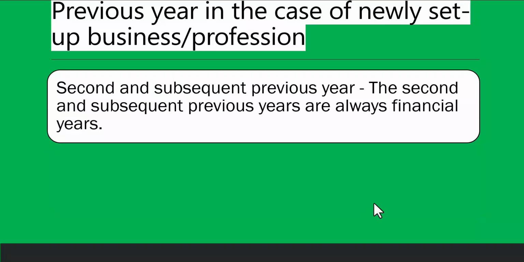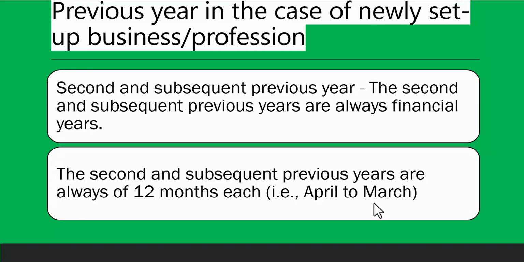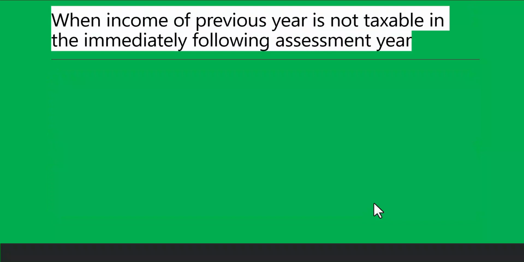Second and subsequent previous year. The second and subsequent previous years are always financial years. Okay. So next year there will be no issue. Always it will be from April, 12 months. Okay. The second and subsequent previous years are always of 12 months, that is April to March. Okay.